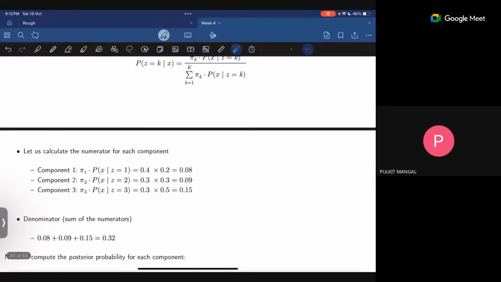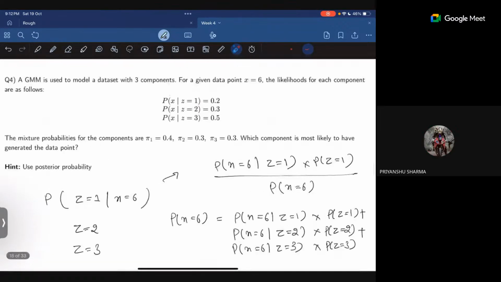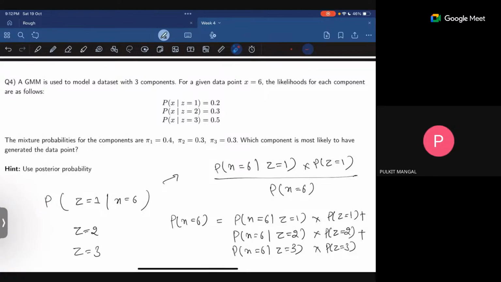Okay, so was this question clear to everyone? The fourth? Sir, another doubt in the same question. Is z equal to 1 referring to a component, or what is z here? Z is the component indicator, just like in K-means we have z as the component indicator. Yes, sir.